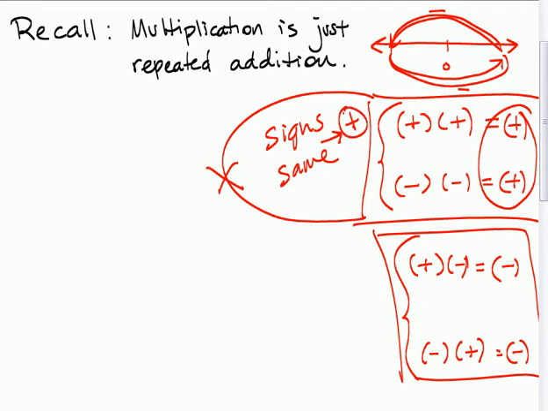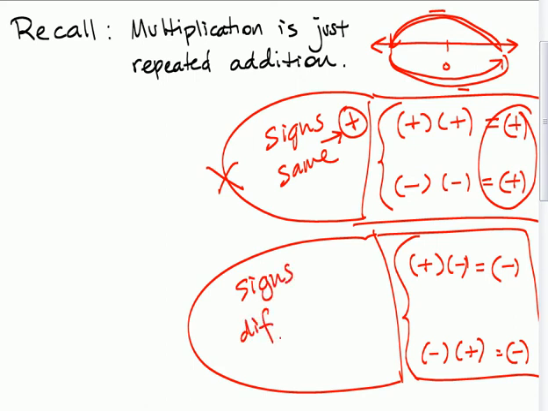And in the second case, we have signs that are different. It's a positive times a negative or a negative times a positive. It doesn't really matter. Your answer is going to be negative. Okay, let's take a look at a few more examples.